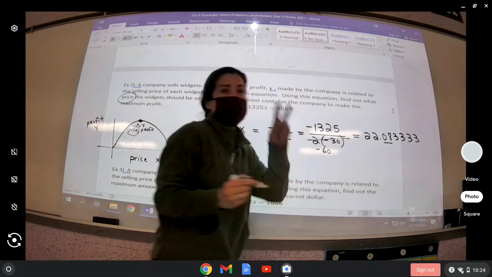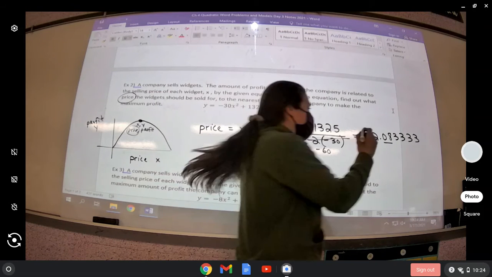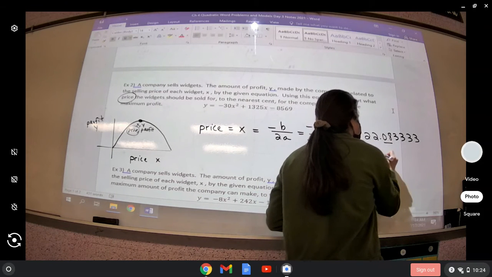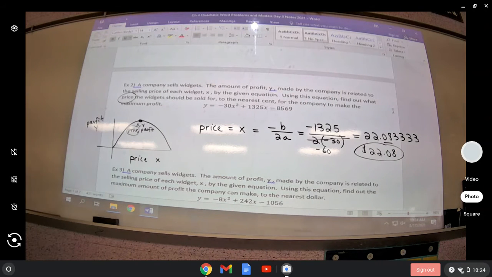So when you round to the nearest cent, that's the nearest two decimal places. Since 8 is followed by a 3, I would not round that up. And that means $22.08 is that perfect selling price where the company will be able to make the most amount of profit.